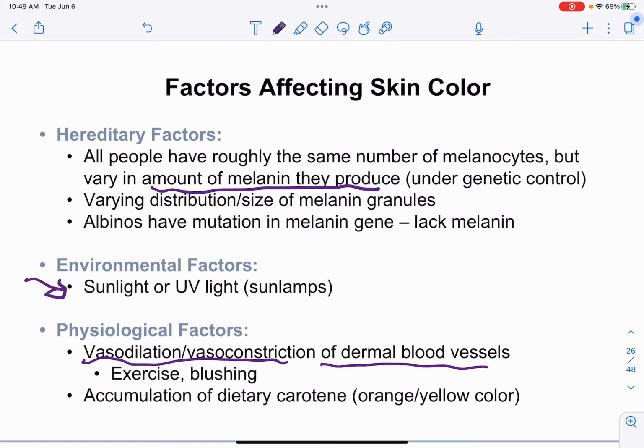And then there's also a dietary contribution to the color of skin. This can happen from carotene, so eating lots and lots of carrots. You'd probably have to eat bags and bags of carrots, but this could also affect your skin color.